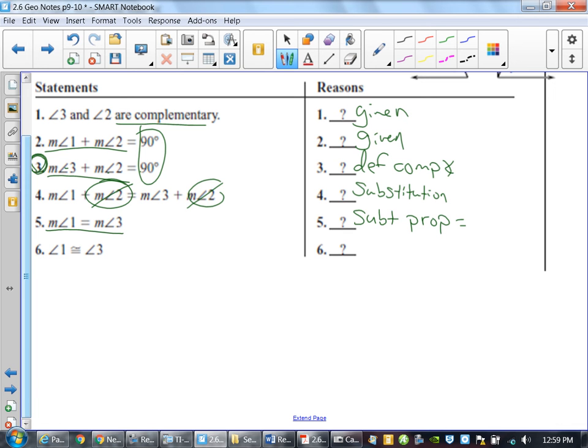Okay? Now, last but not least, what changed between 5 and 6? They made it congruent. What property tells me that I can do that? Definition of congruent, and I'm done. It's definition of congruent. All right. That's what that would be. When it switches from equal to congruent, it's just definition of congruent. If it's congruent to equal, same thing. All right. Let's add some more into our notes here.